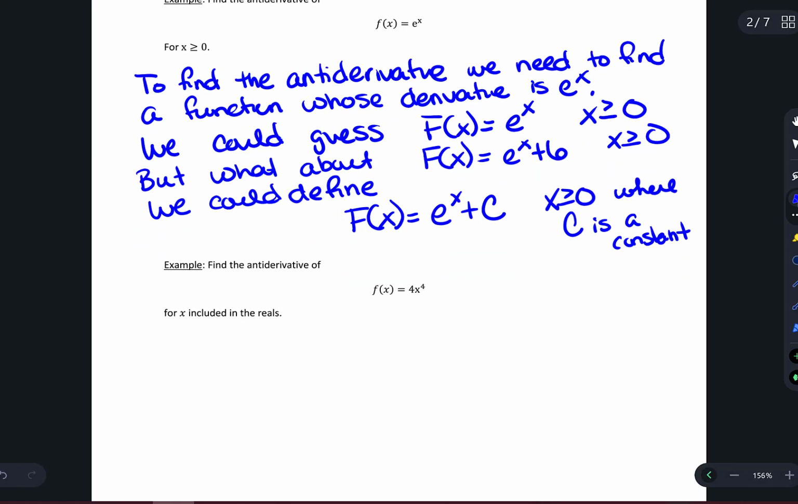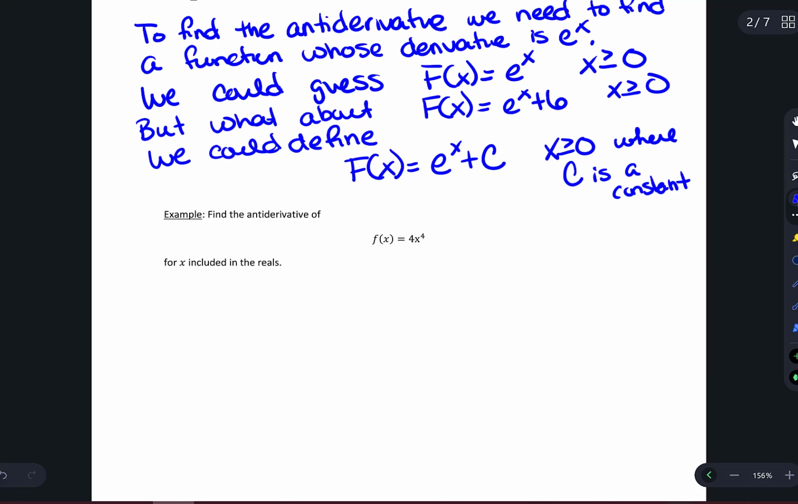So let's look at another example. So here we have that lowercase f of x is equal to 4x to the fourth. And again, what we're trying to do here is find a function that when we take the derivative of it, we're going to end up with 4 times x to the fourth. And so again, we could start by making a guess.